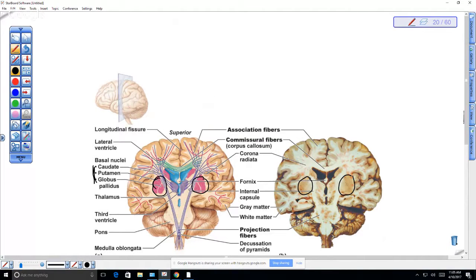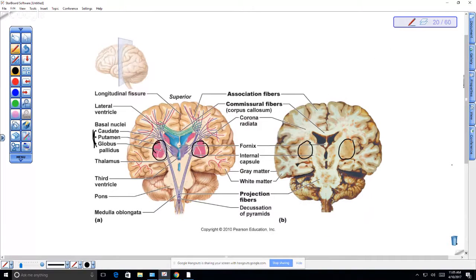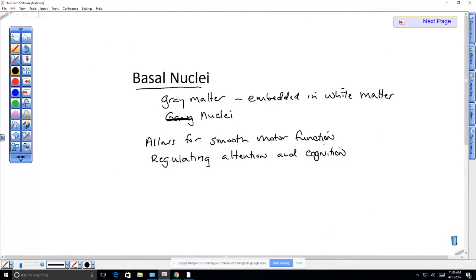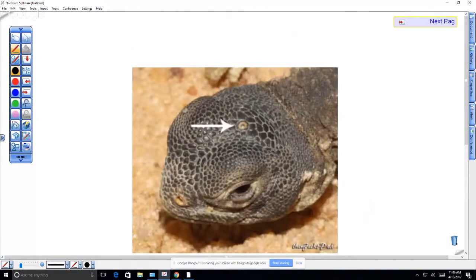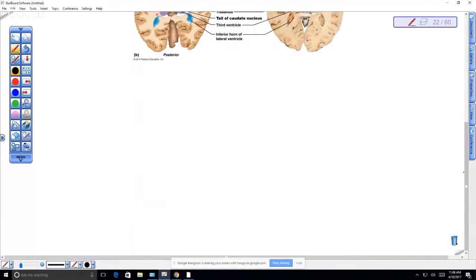Okay, so that's the telencephalon. And part of the forebrain is referred to as the diencephalon. So the forebrain, the prosencephalon, consists of not only the telencephalon, but also the diencephalon. So we're going to write down here the diencephalon. This is part of the prosencephalon.